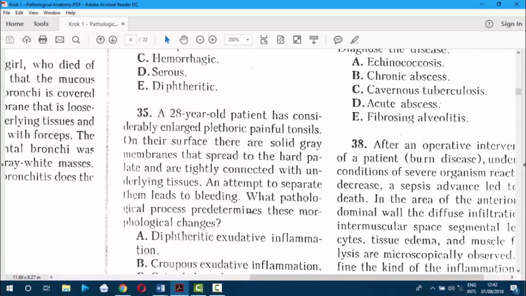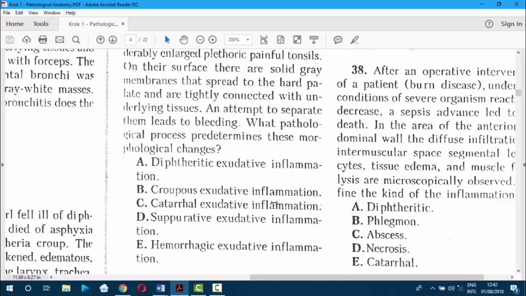35. A 28-year-old patient has considerably enlarged plethoric painful tonsils. On their surface, there are solid gray membranes that spread to the hard palate and are tightly connected with underlying tissues. Tightly connected. It can't be removed. An attempt to separate them leads to bleeding. So what morphological process determines this? Of course, diphtheric form. So the answer is what? A.